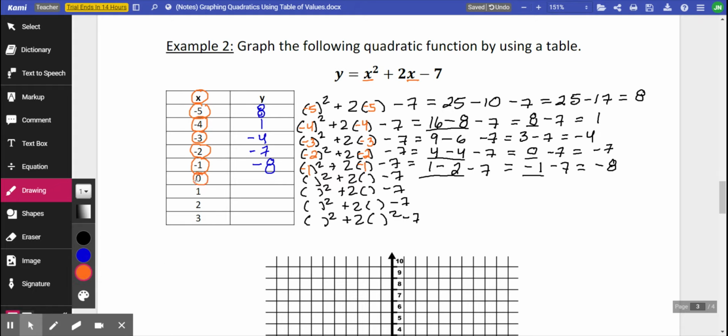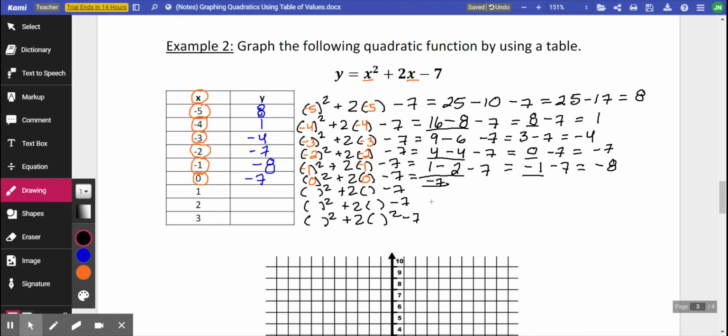Keep on going down the list. So the next one will be 0. So what happens when we plug in 0 for x? The great thing about that is that everything really goes away when you plug in 0. You get 0, 0, and then minus 7. So the answer for that would be just -7. I'm not even going to bother with the work because everything goes away.